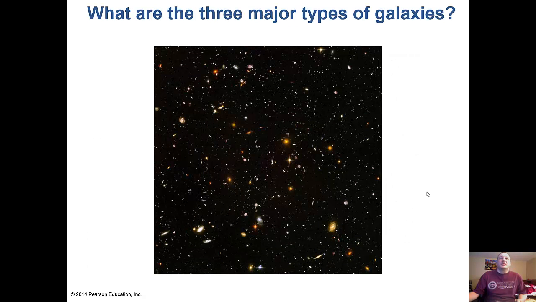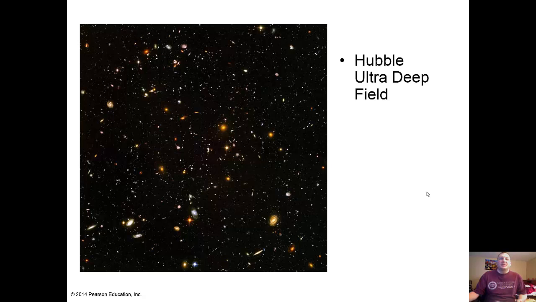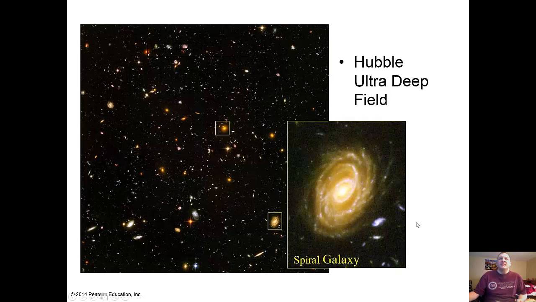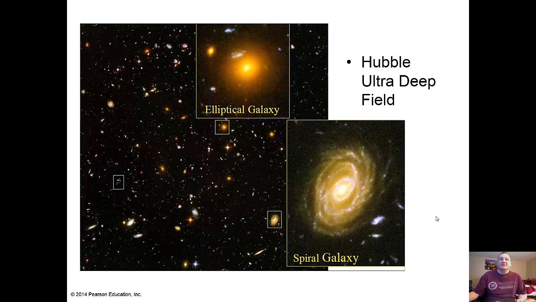So what are the three major types of galaxies? Here's a picture from the Hubble Ultra Deep Field, again, where every speck of image there is a galaxy. And you can start seeing some structure to some of these items. One kind of galaxy we have generally is a spiral galaxy. It looks like a hurricane, kind of like the Milky Way galaxy. We see these in the Hubble Deep Field pretty well. Billions and billions of stars.